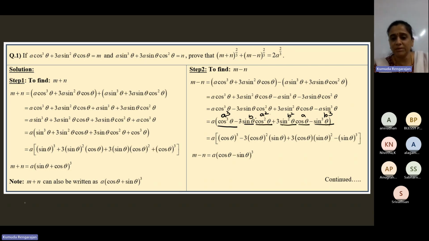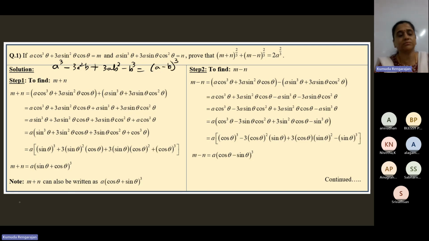a cube minus 3a square b plus 3ab square minus b cube is equal to a minus b the whole cube. All right? So a cubed minus 3a square b plus 3a into b square minus b cube, which is a minus b the whole cube, cos theta minus sine theta the whole cube. So m minus n is equal to a into cos theta minus sine theta the whole cube. That's it. So we found m plus n and m minus n.